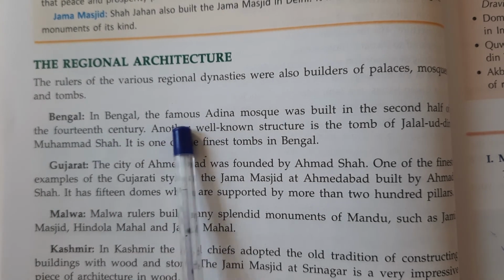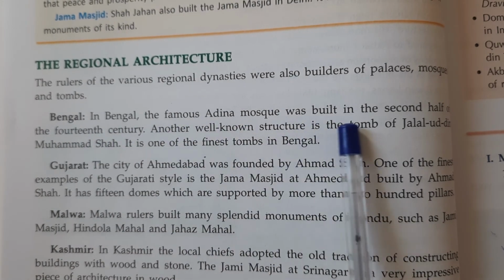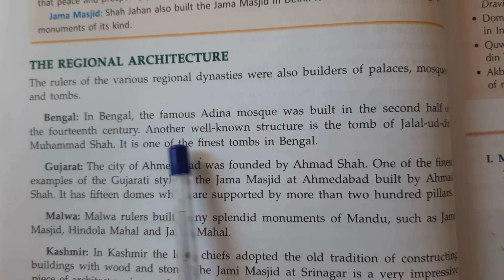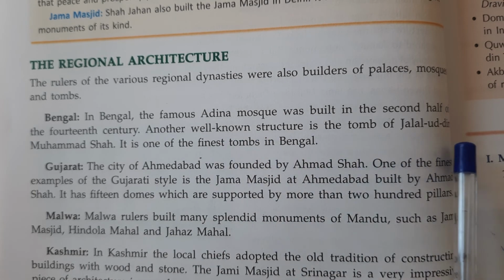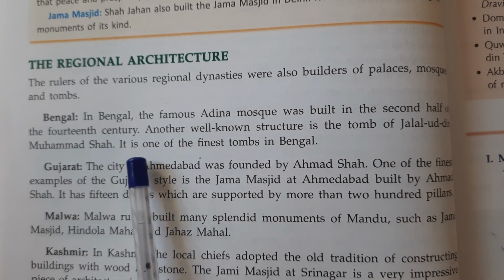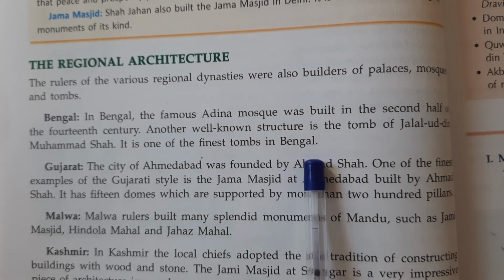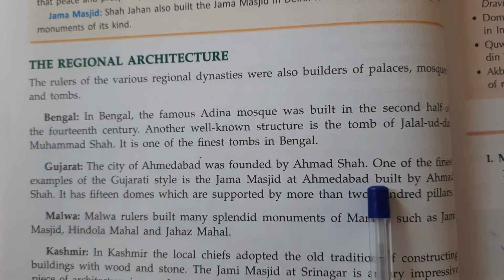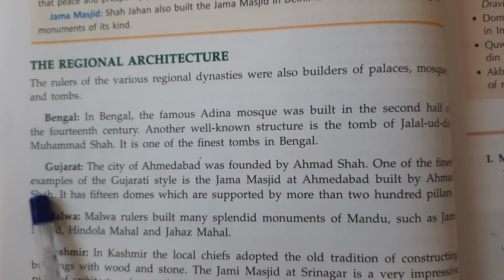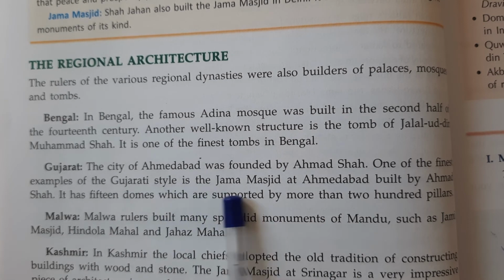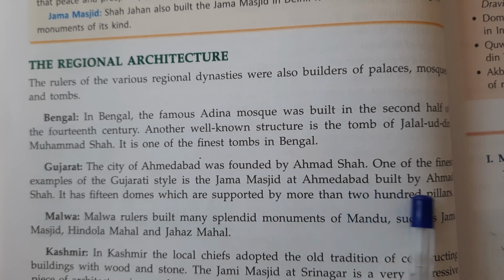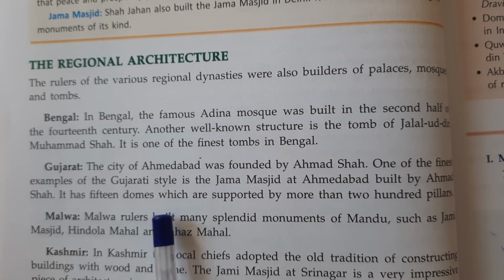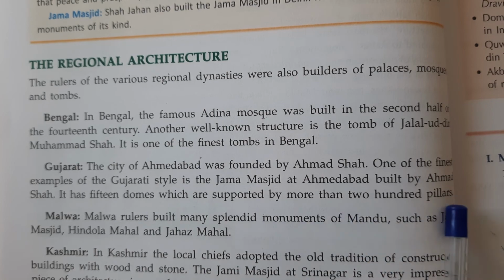Bengal. In Bengal, the famous Adina Mosque was built in the second half of the 14th century. Another well known structure is the tomb of Jalaluddin Muhammad Shah. It is one of the finest tombs in Bengal. Gujarat. The city of Ahmedabad was founded by Ahmad Shah. One of the finest examples of the Gujarati style is the Jama Masjid at Ahmedabad, built by Ahmad Shah. It has 15 domes which are supported by more than 200 pillars.